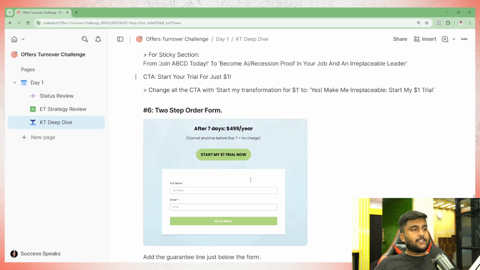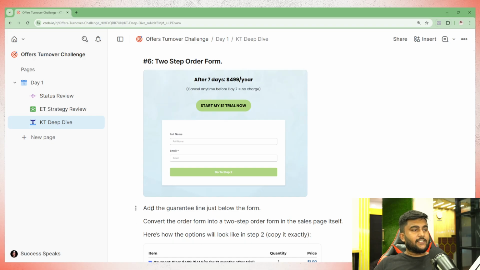Okay. Then the second thing I suggested was about how it was currently structured: it wasn't a two-step order form. Like I mentioned before, this was an opt-in that we had before. When they clicked on this, they would go to a separate Stripe page to see or even check out the offer. So what I suggested was let's not do that. Let's keep people on the same page and have them sign up from there itself. So I suggested add the guarantee line just below the form, so that they will be able to see the guarantee that they are safe. They can make the payment over here, plus convert the order form into a two-step order form in the sales page itself, so that they can check out on the sales page itself, right?